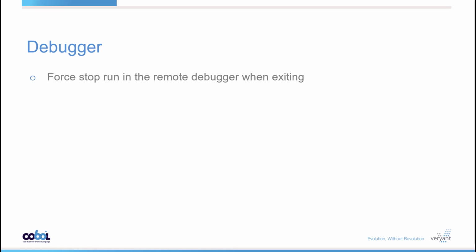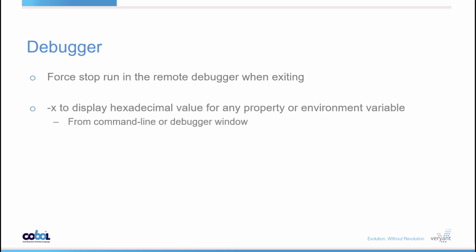The debugger. The remote debugger could always connect and disconnect to a running process, but now you can send a stop run to the application before disconnecting. You can display any variable in hexadecimal using the debugger's command line or from the Graphical debugger's window now.